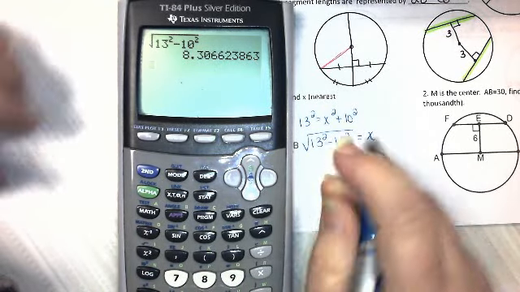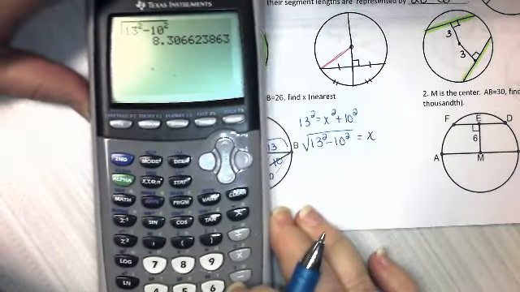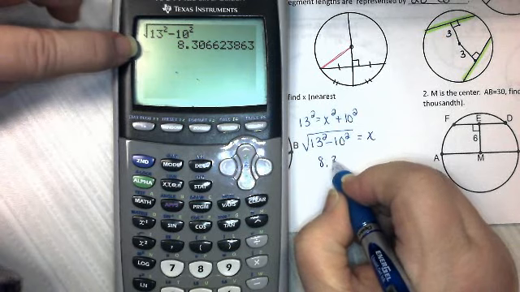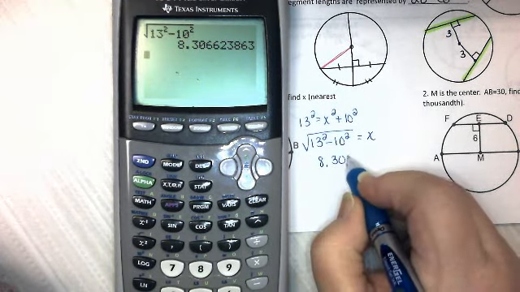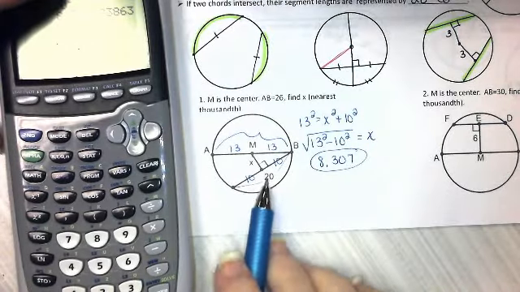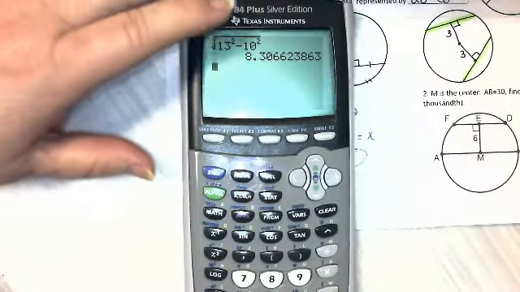If you don't like that, you can always write the work out the other way. So 8.3066, so we're going to round it to 8.307. So lots of Pythagorean theorem in this unit.